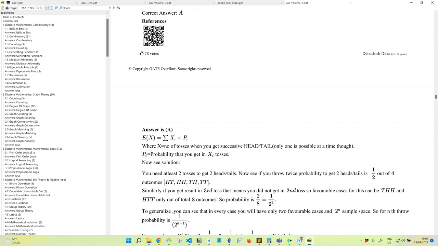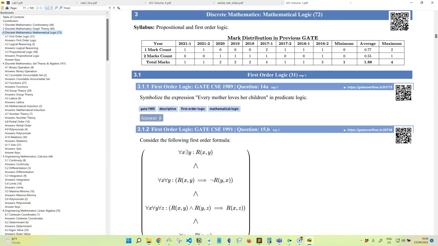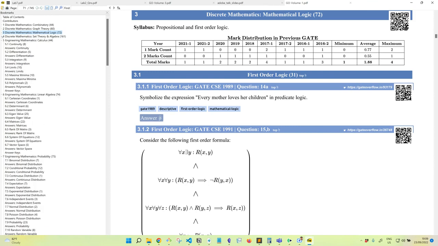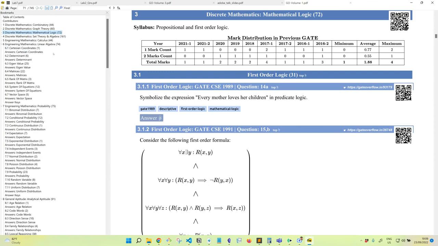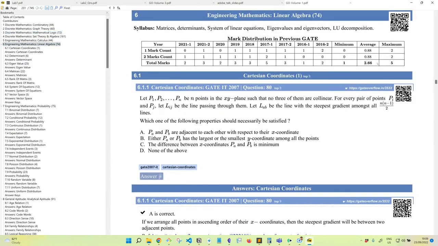One thing I liked in these books is that they have combined topics. We are seeing linear algebra here, among mathematical logic, set theory, and calculus. For LA, they have given the minimum and maximum marks you can expect, the mark distribution, and they have also organized the previous year questions in terms of concepts.